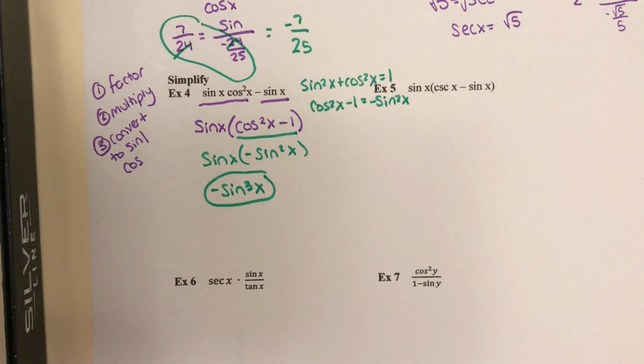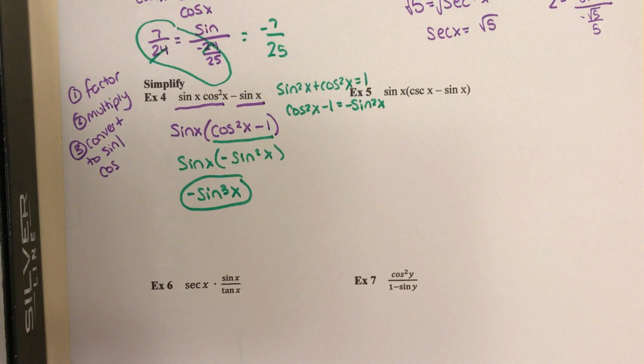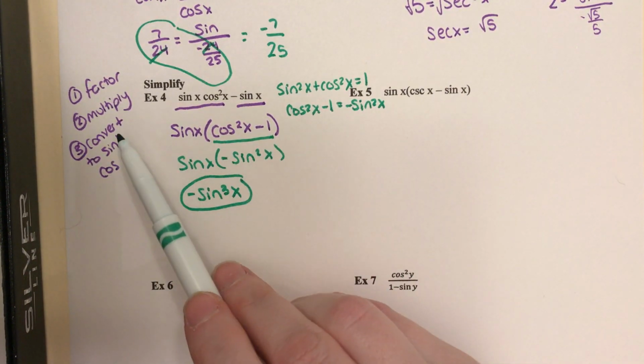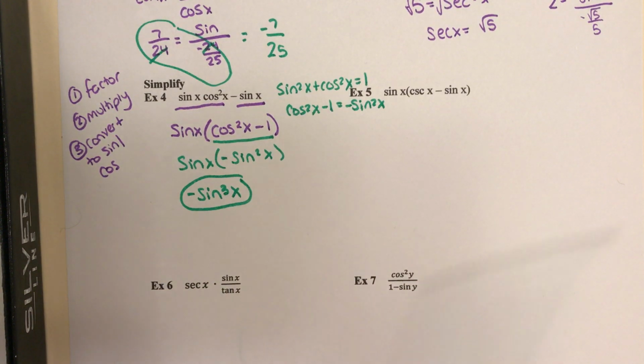So if we look at number 5, this one's actually already been factored. There's always a couple things you could try to do. So I could multiply the sine through. I could try converting everything to sine and cosine. Sometimes there's more than one way to do these problems. Let me try converting to sine and cosine.